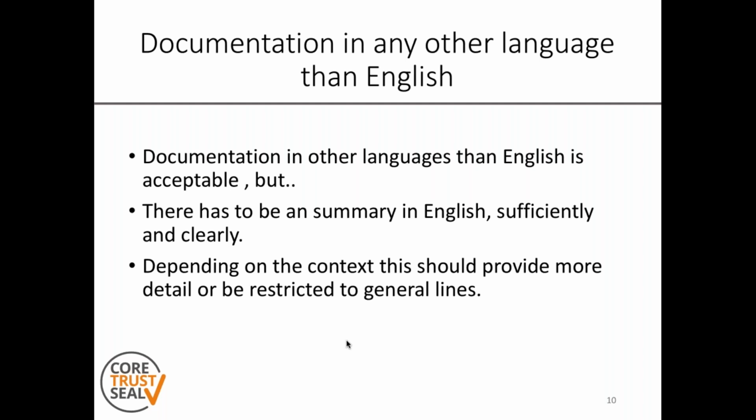How much summary that should be is not easy to say. I can give you two examples. If you have a simple list of preferred formats, for example, which is asked for in one of the requirements, this doesn't need much translation, maybe not at all, only an indication that this is the list of preferred formats. If on the other hand you have a document which is also asked for, like a preservation policy, which could or should consist of several pages at least, of course there has to be a summary here if this is in any other language than English.